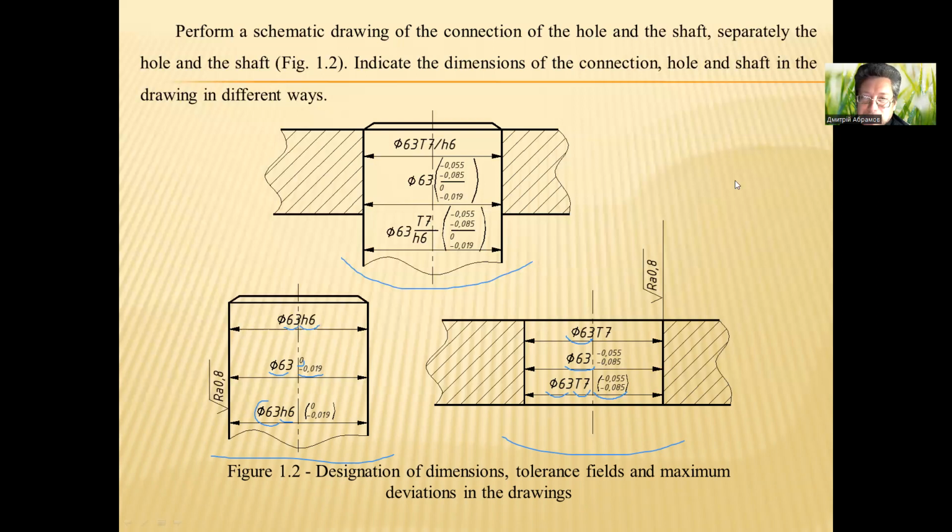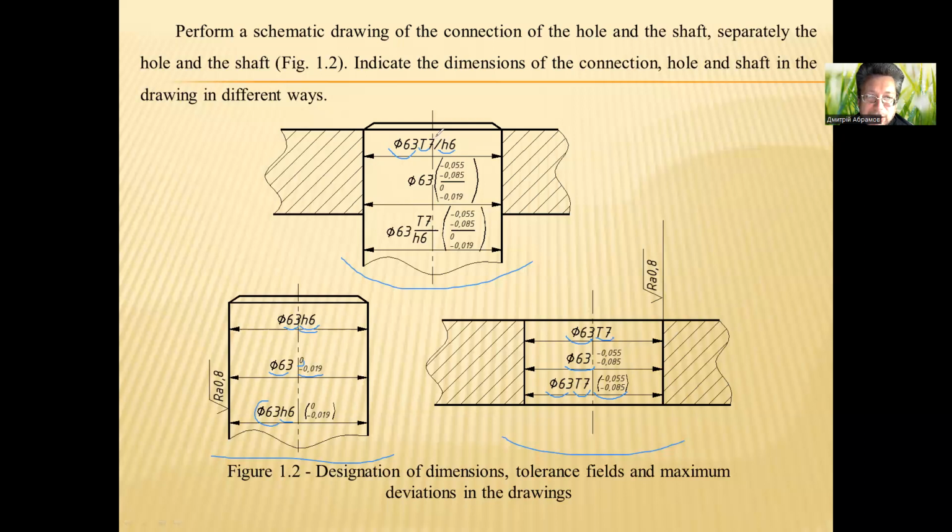And what we can see for connection of the shaft with the hole. For connection of the shaft with the hole, we need to write the nominal diameter of the connection, again diameter 63, and a line. Above the line, the tolerance field of the hole; under the line, the tolerance field of the shaft. We have T7 for the hole and we have H6 for the shaft.